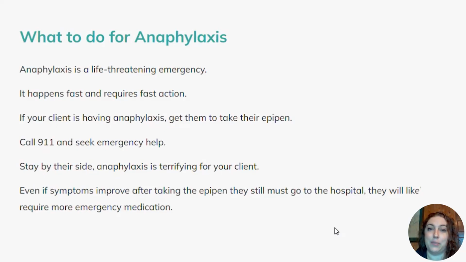Anaphylaxis is a life-threatening emergency. It happens fast and requires fast action. If your client is having anaphylaxis, get them to take their EpiPen. Call 911 and seek emergency help. Stay by their side. Anaphylaxis is terrifying for your client. Even if symptoms improve after taking the EpiPen, they still must go to the hospital. They will likely need more emergency medication.